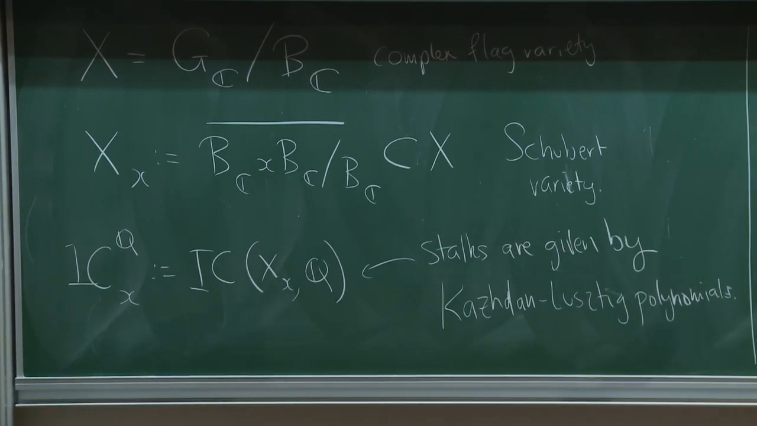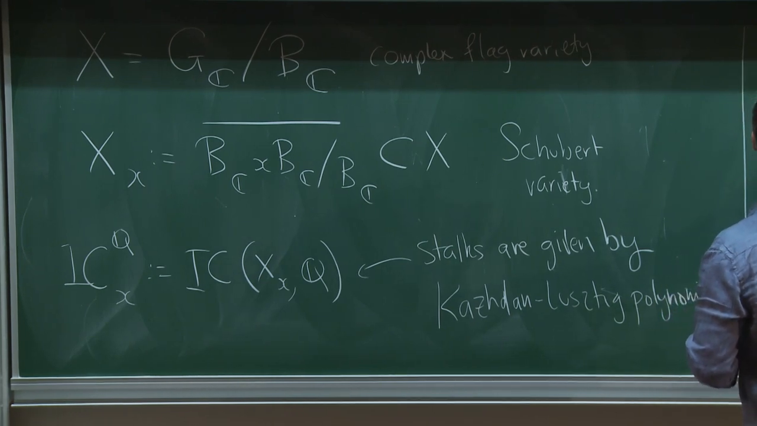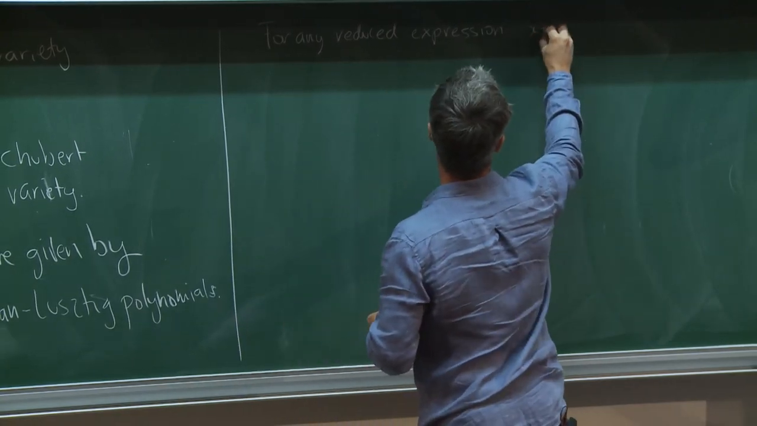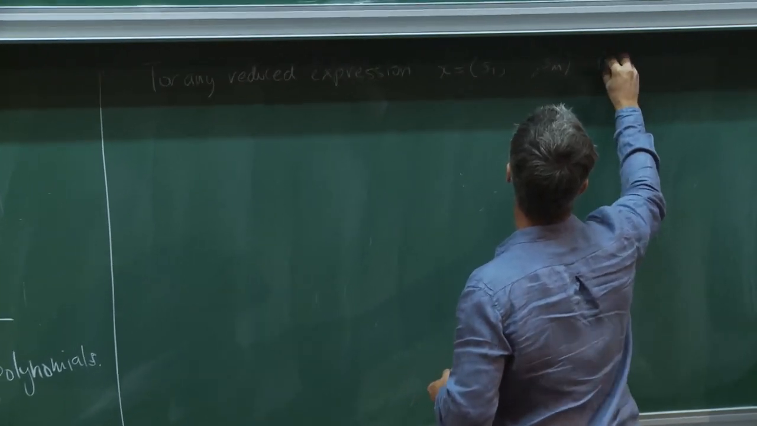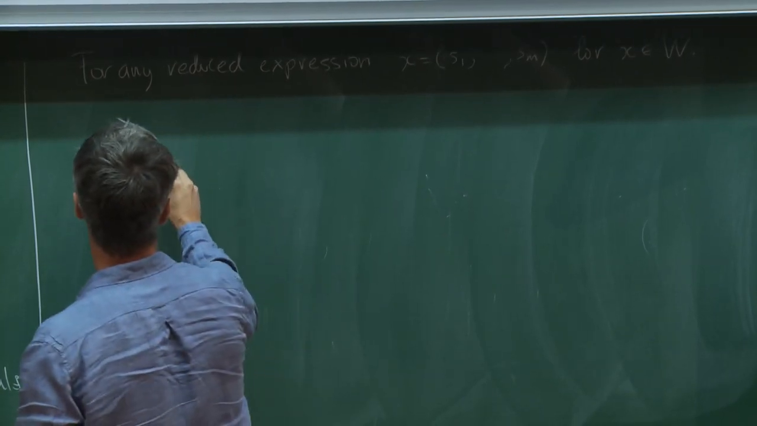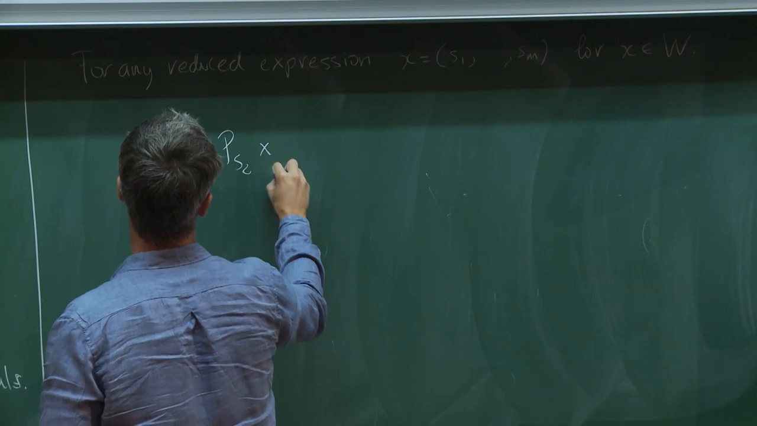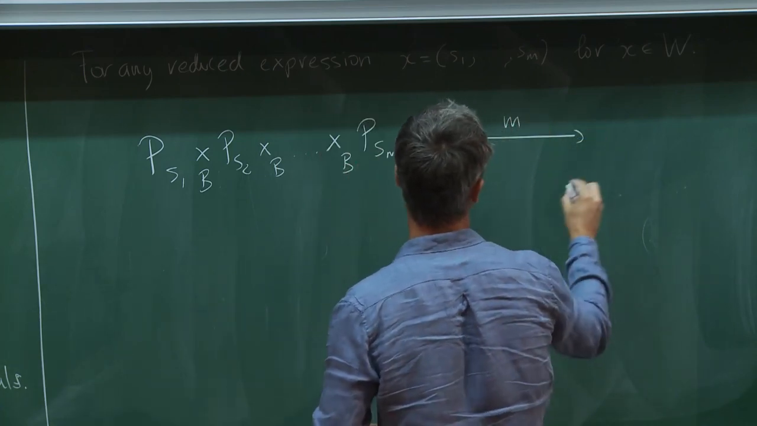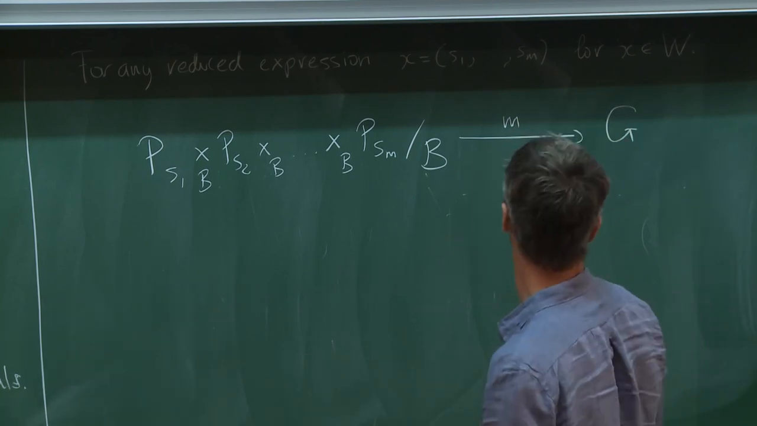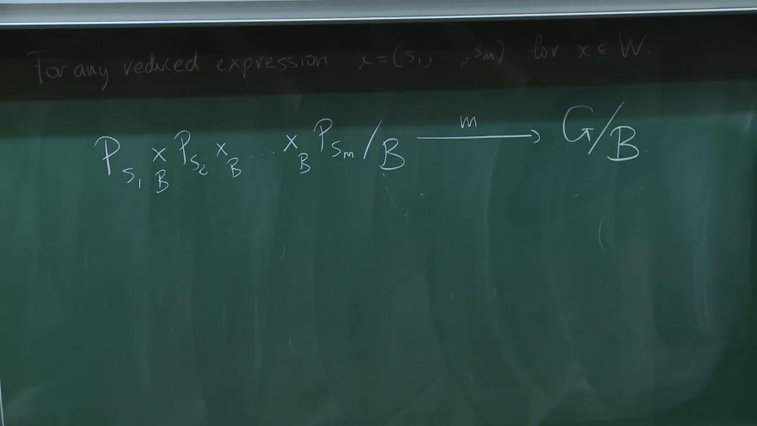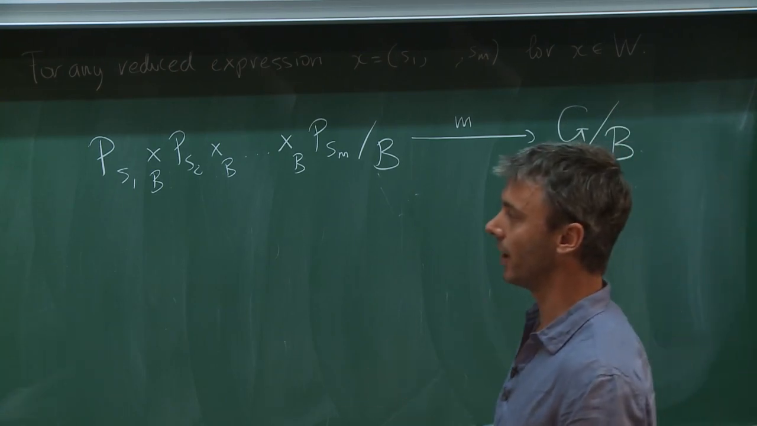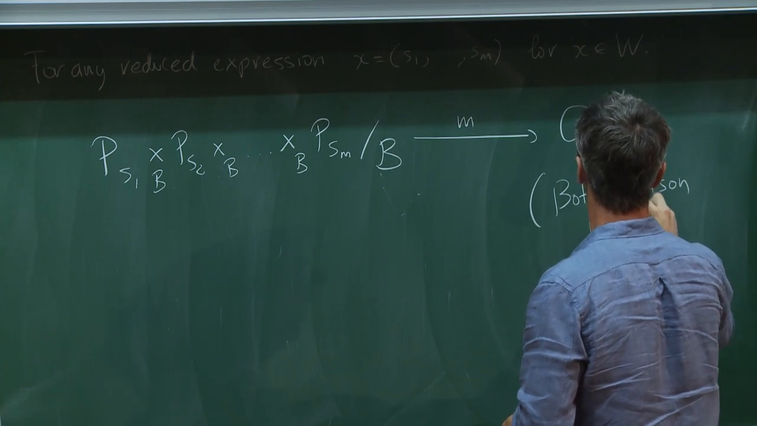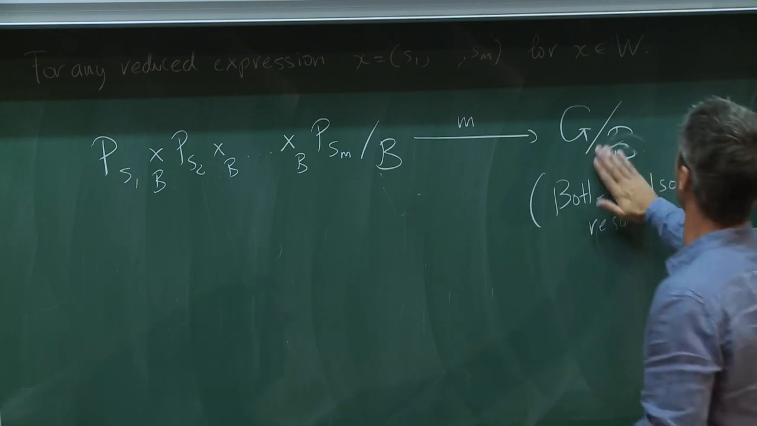So now, for any reduced expression, for x in the Weyl group, we can consider this Bott-Samelson resolution. And this has a natural multiplication map to G/B. At some point I stopped writing subscript C's, but I hope it's clear. What is small x? This is just any element of the Weyl group. This is the Bott-Samelson resolution, which is some very useful combinatorial resolution of the Schubert variety inside here.